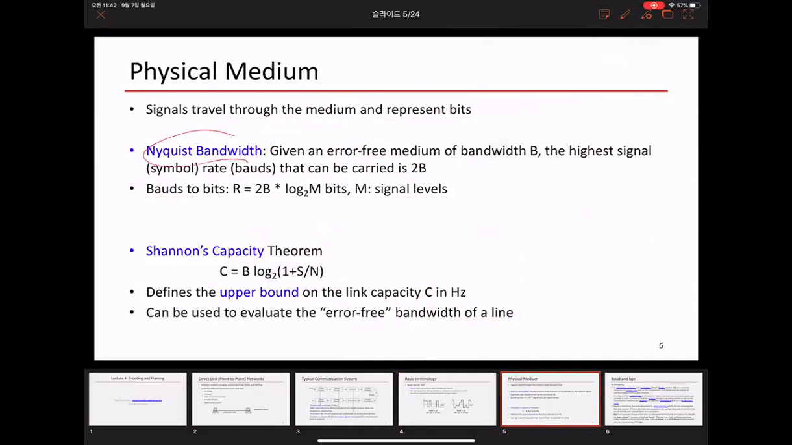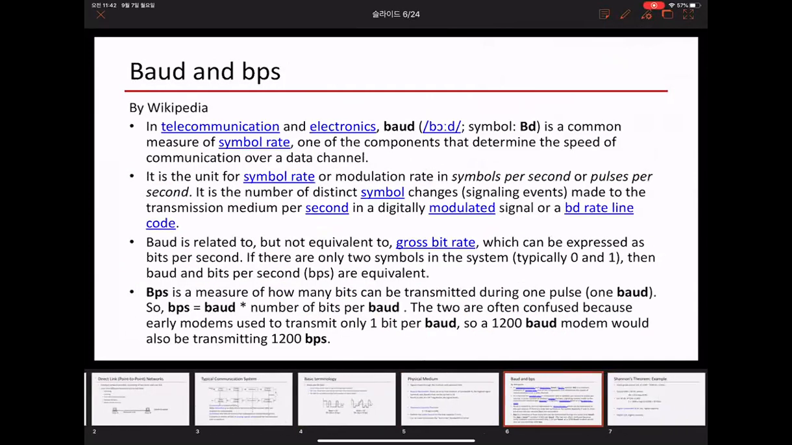the Nyquist theorem, Nyquist bandwidth, Shannon's capacity, and how we're using this. And by the definition on Wikipedia, this is baud rate and this is BPS. Baud rate is the common symbol rate and unit of the modulation rate, and how many times it changes in a signal. And BPS is baud rate multiplied by the signal level.